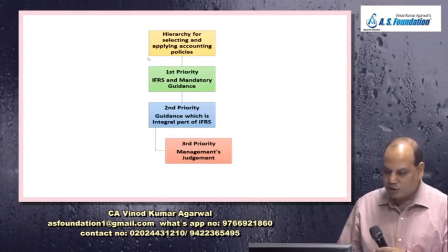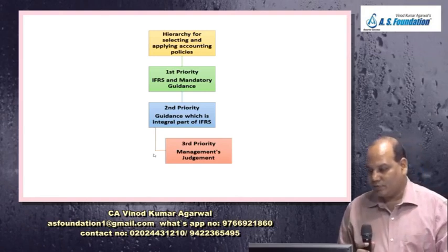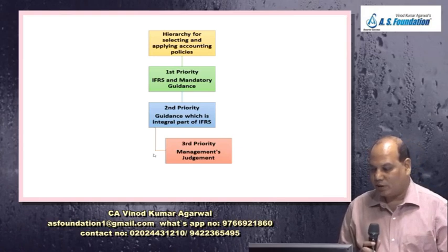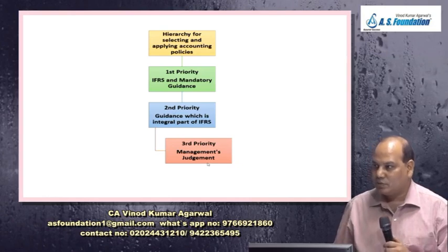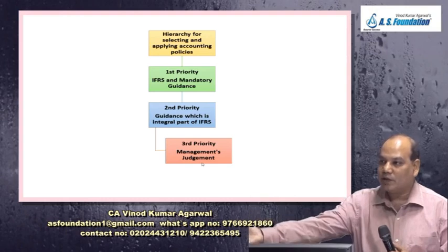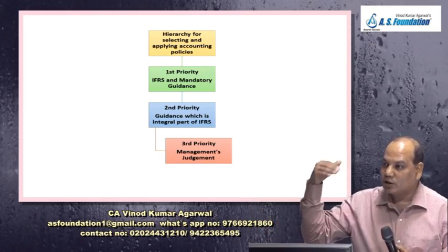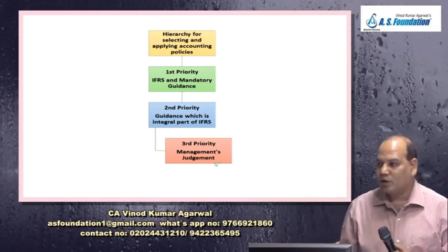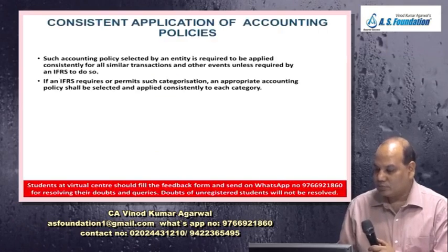So I have made a small summary of the last few big paragraphs. Hierarchy. First priority, IFRS and mandatory guidance. And second is guidance which is an integral part of IFRS. The same thing. And the third is management judgment. While applying management judgment, you can refer to other IFRS, accounting literature, industry practice, or other standards which have a similar framework, like US GAAP. Is it right?